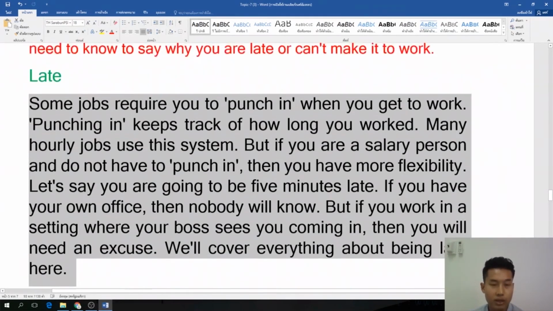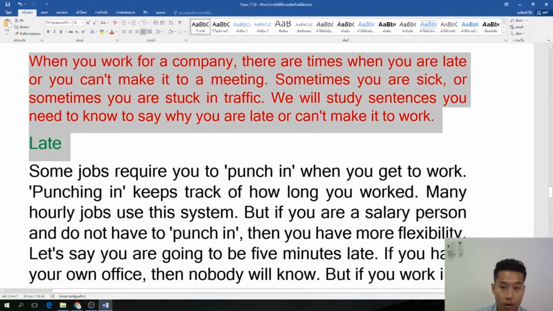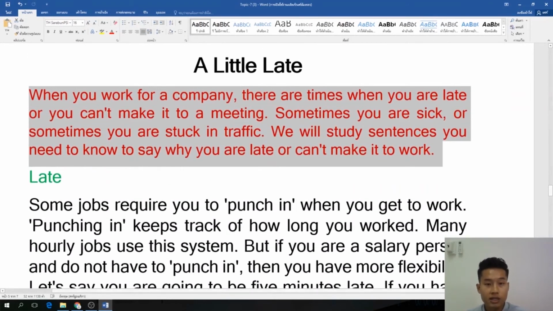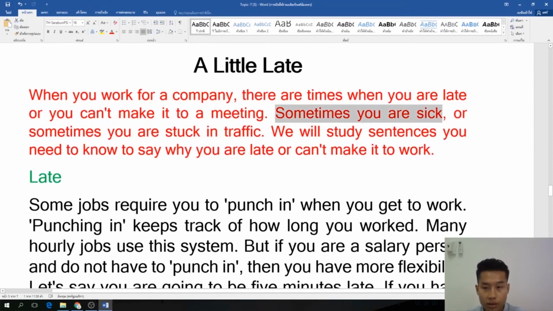I'm trying to read one more time for you. When you work for a company, there are times when you are late or you can't make it to the meeting. Sometimes you are sick or sometimes you are stuck in traffic. So we will study sentences. You need to know how to say why you're late or can't make it to work. Here it only talks about number one, something that you are late.